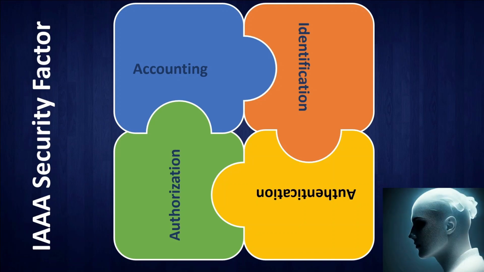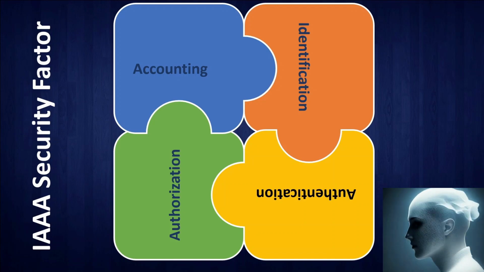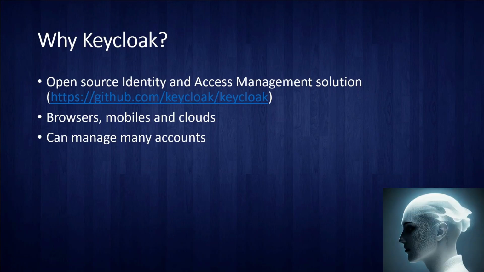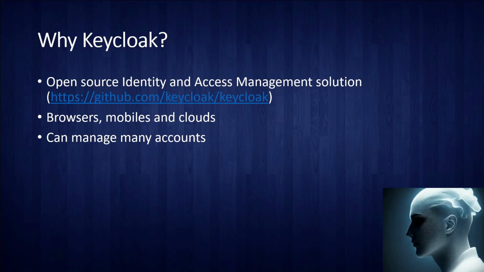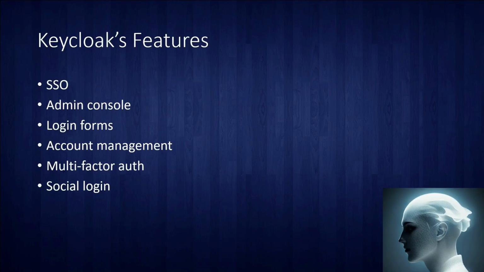We could reinvent the wheel for our project, but we decided to go with well-established, well-programmed, and well-tested projects out there. And we chose Keycloak. Keycloak is an open source identity and access management solution backed by Red Hat, and you can find it in the GitHub repository on the screen. It is friendly with browsers and mobiles, and it is easy to implement in the cloud. And it can manage many accounts very easily without any headaches for the admins.